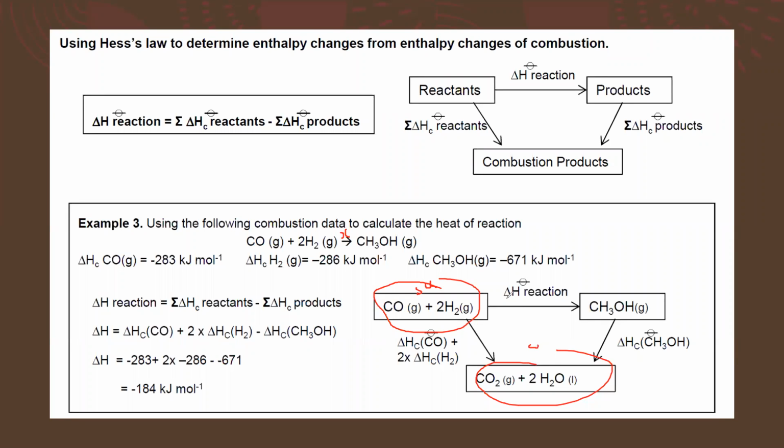So as you can see, this will be the start of the cycle and the other one will be the end of the cycle. So the enthalpy of reaction plus the combustion of methanol is equal to the enthalpy of combustion of carbon monoxide plus twice the enthalpy of combustion of hydrogen. Why twice? Because you are burning 2 moles of hydrogen. So the enthalpy of reaction will be the combustion of carbon monoxide and the combustion of hydrogen minus the combustion of methanol, and you will get this delta H for this chemical reaction.